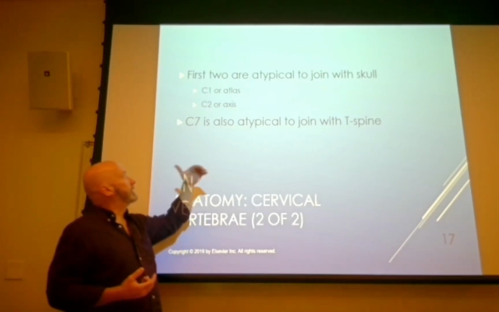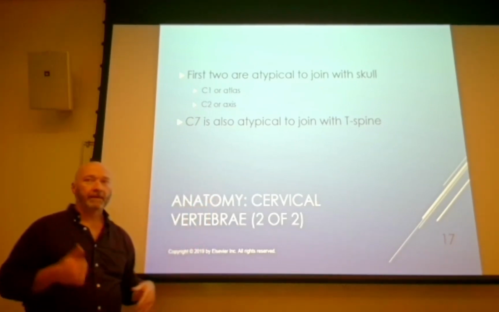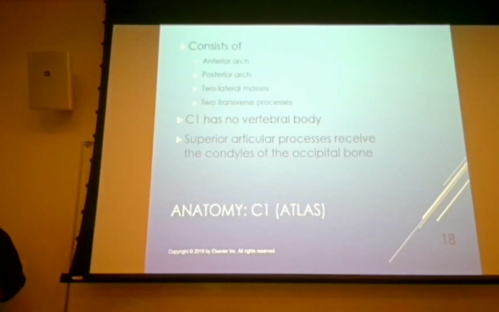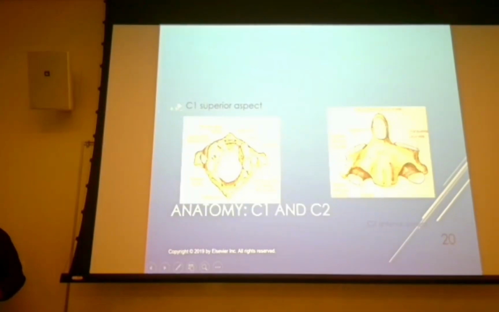The unique thing about C1 is that it really doesn't have a body. Let me get to the picture again. This is C1. It doesn't really have a body. It's got these very short transverse processes. It's got a great big hole right there. And this thing right here is really kind of underrepresented on this image, but the very tip of this thing right here.